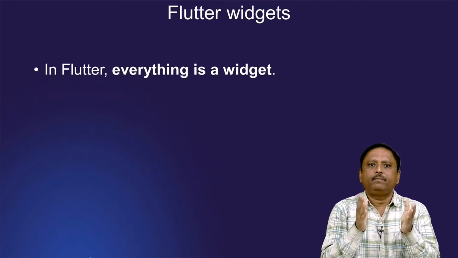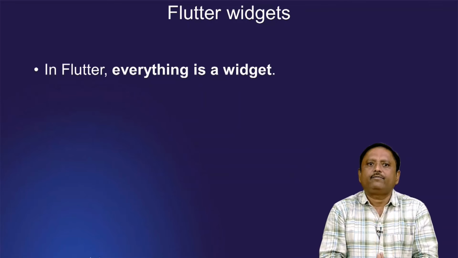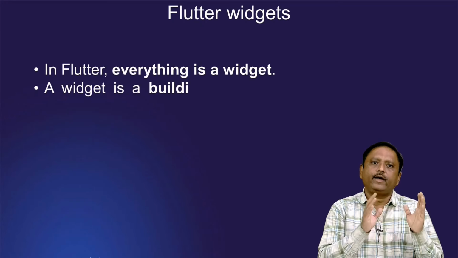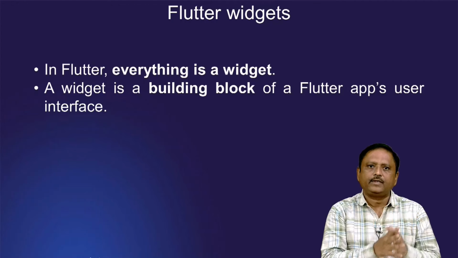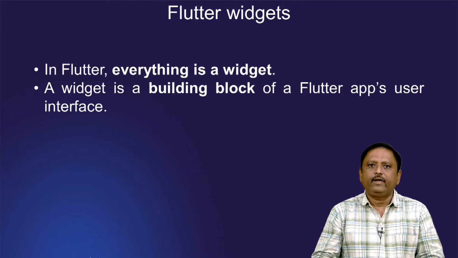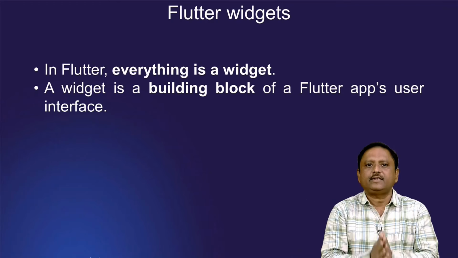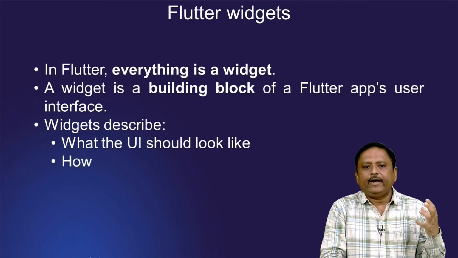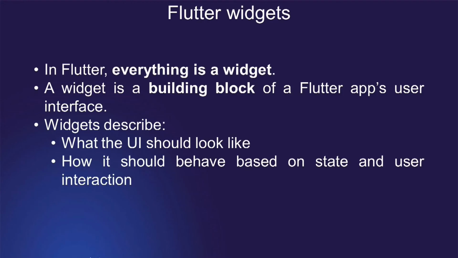Flutter widgets are the building blocks of the user interface. In Flutter, everything is a widget. Widgets are the fundamental components used to construct and define the appearance and interaction of your app's user interface. Each widget is an immutable declaration of part of the user interface. Widgets are used to describe all aspects of the user interface, including physical aspects such as text and buttons, to layout effects like padding and alignment. Basically, a widget describes what the user interface should look like and how it should behave based on state and user interaction.